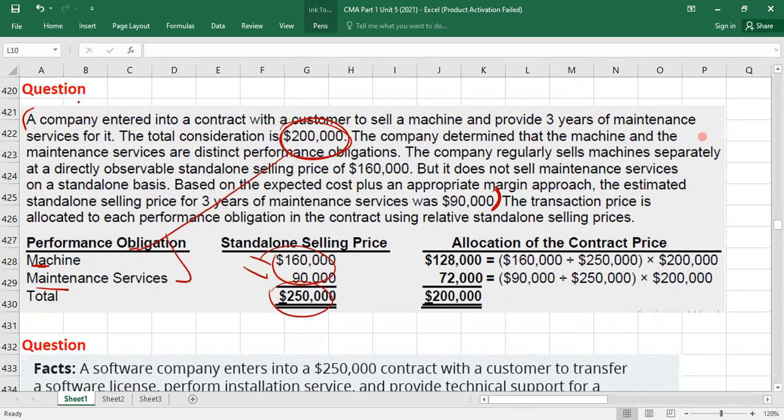So this $200,000, I'm going to allocate now to the machine and to the service. How will I allocate? Based on market values, which are standalone prices. I will make a formula. First I will write the performance obligations. We have how many performance obligations? Two. We have a machine and we have a maintenance service. In the next column, I will write their standalone selling prices, which are 160 and 90 given here. Make the total, and I will convert into percentage. How? I will take 160 divided by total, multiply by 100. It will give me how much percentage? Can you calculate?